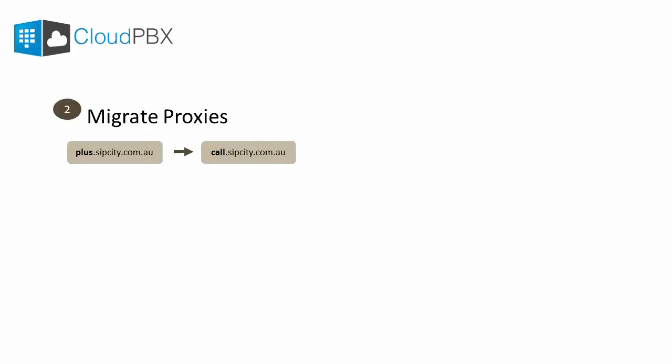And then secondly, because we've changed our public IP addressing, you will need to change your phone's proxies from the legacy plus .sipcity.com.au to our new proxy, which is call.sipcity.com.au. So we're going to use our device provisioning to shift your phone from SIPcity Live onto CloudPBX.